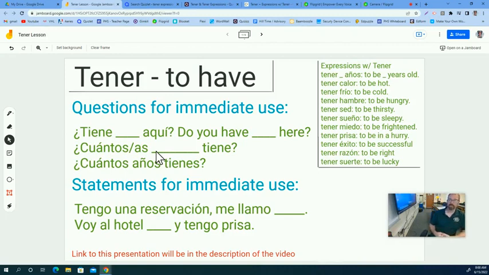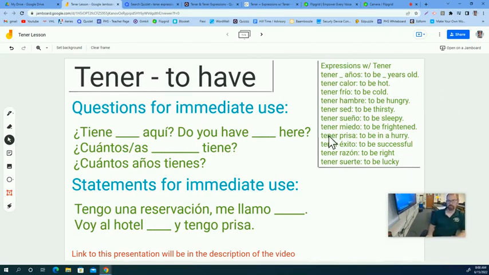And then there's a couple statements I gave you for immediate use also. Maybe you come to your hotel and you want to tell me you have a reservation and your name is something. So that first one right here, you'd say tengo una reservación. Me llamo or mi nombre es, and then you can tell them your name. And then this last one right here, maybe you get into a taxi and you're like, voy al hotel, I'm going to hotel, whatever. Y tengo prisa, I'm in a hurry. That's how you could say that.